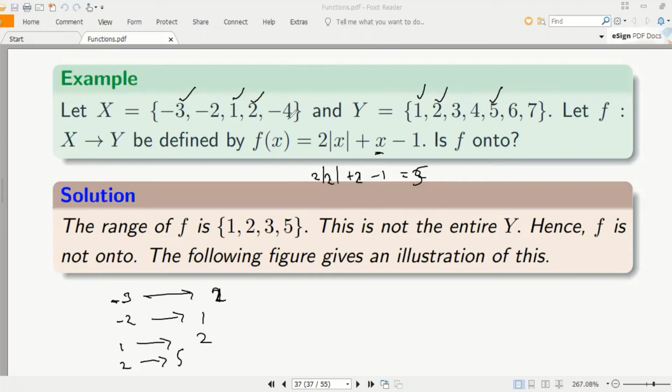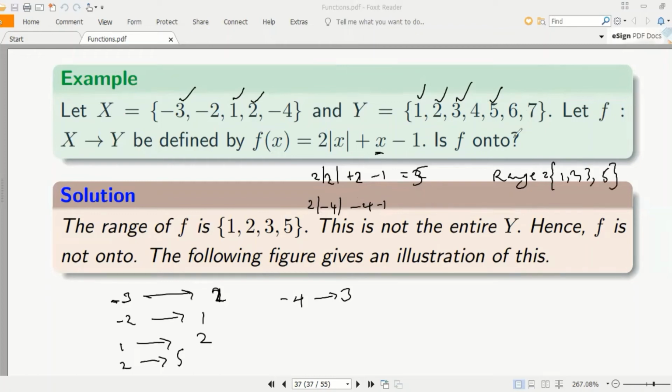Then finally, -4 here. So it will be 2 times the modulus of -4, then -4, then -1. This is -5 here, and this is +8. That gives us 3. So -4 is assigned to 3. So you notice that the range comprises 1, 2, 3, and 5.